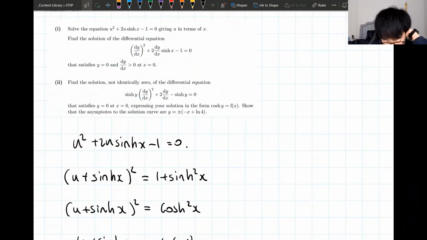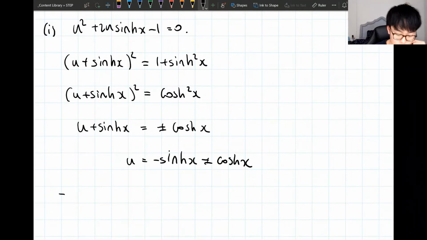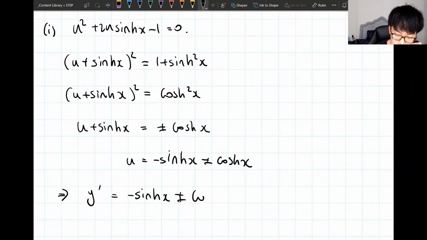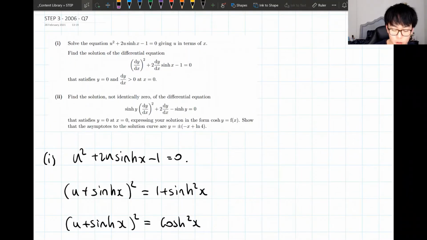The next part, part 1, says that we need to find the solution of the differential equation that satisfies the provided conditions. Okay, so we can see that this equation they give us is literally replacing u with dy by dx. And so we can straight away solve this. We can therefore say that dy dx, which is denoted by y dash, is equal to minus sine x plus or minus cos x. Okay, so this is what it could be, but now we need to take a look at the boundary conditions. And so we're told that y must be 0 when x equals 0, and y dash must be greater than 0 when x is equal to 0.